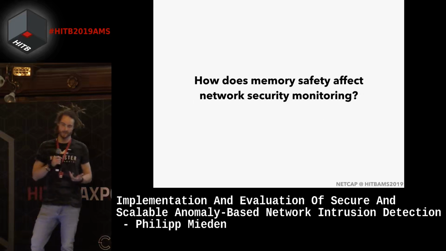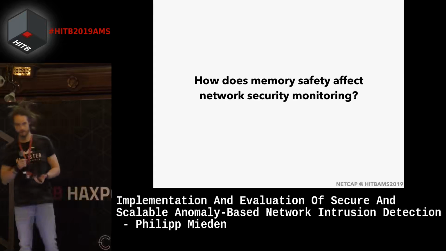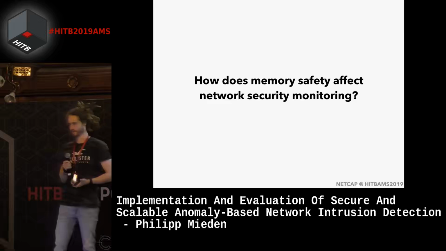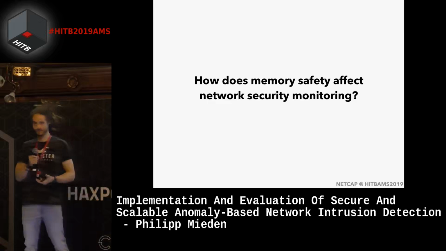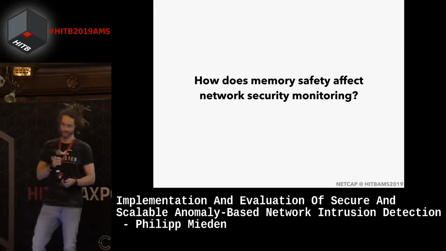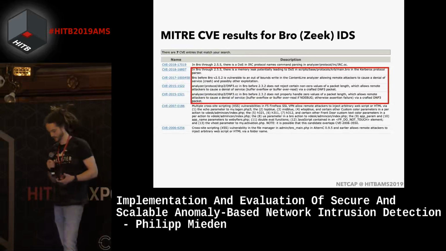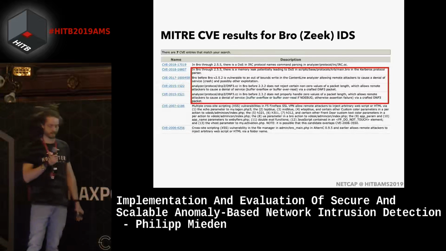You might wonder, how does this memory safety topic affect network security monitoring? Because we have to parse a lot of complex protocols, and most of the time these frameworks are implemented in low-level languages such as C or C++. And as you know, things can go wrong, especially if we parse untrusted input. So let's have a brief look, just looking up some well-known intrusion detection systems and throwing them into the CVE database.